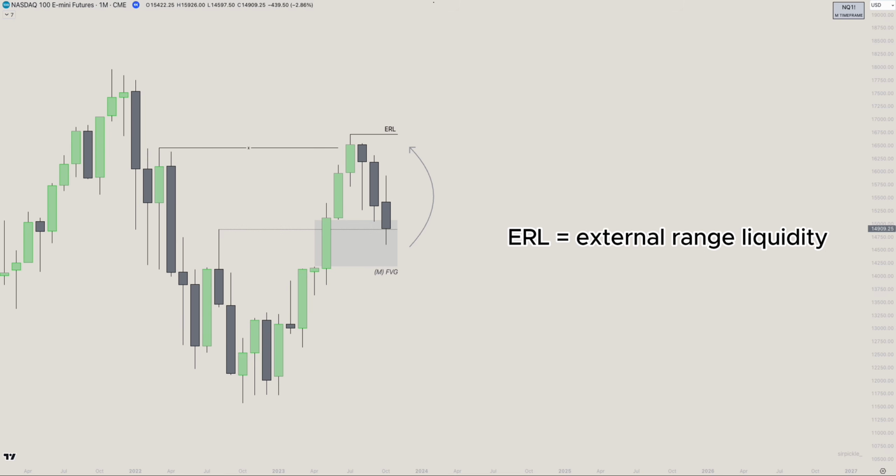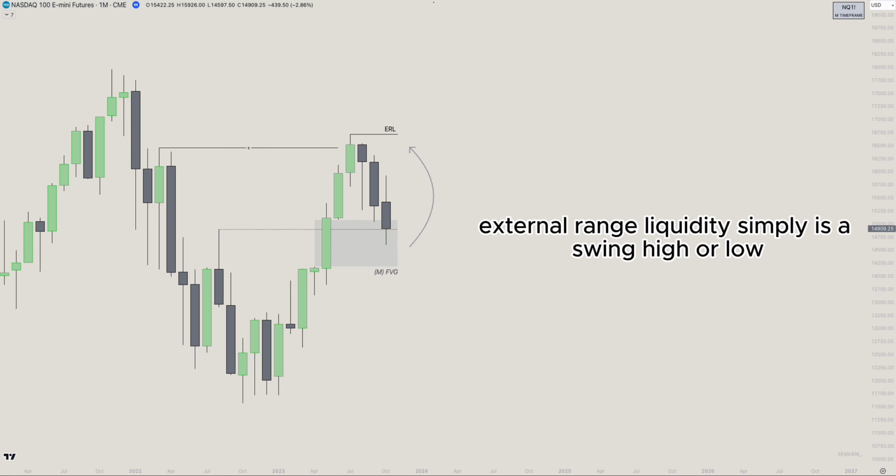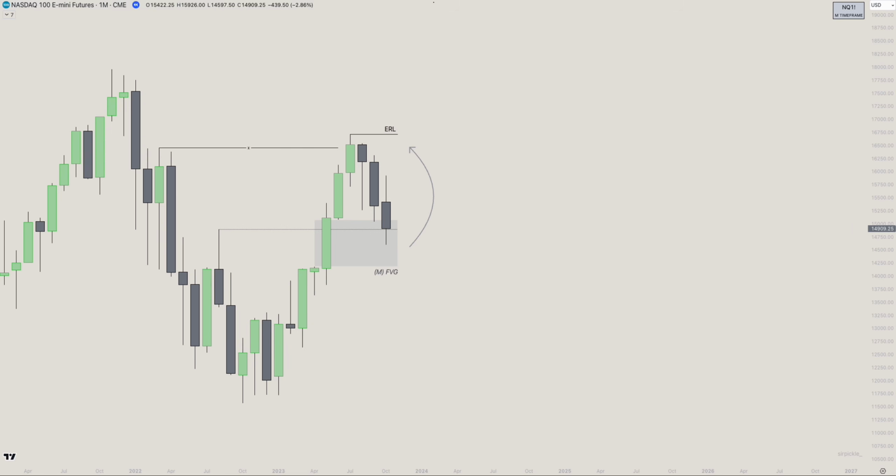ERL stands for external range liquidity. External range liquidity simply is a swing high or low. Now, why is that? Well, let's define the word external. It simply means belonging to or forming the outer structure of something.